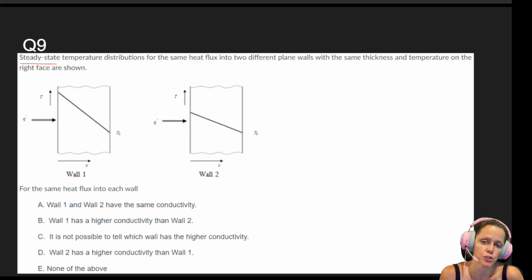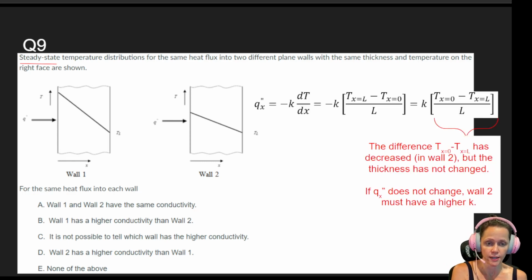Steady state temperature distributions for the same heat flux into two different plane walls with the same thickness and the same temperature on the right face are shown. So now we're looking at the thermal conductivity. So q double prime is the same. And now what's different? Well, the temperature gradient is different. And you remember Fourier's law. Well, if that dT/dx, the numerator of this, is bigger, for the heat fluxes in both cases to be equal to one another, then that k will have to decrease proportionally, right? So bigger dT/dx means lower k. And so that's the case with wall 1.